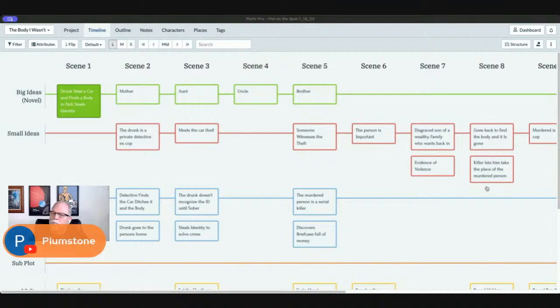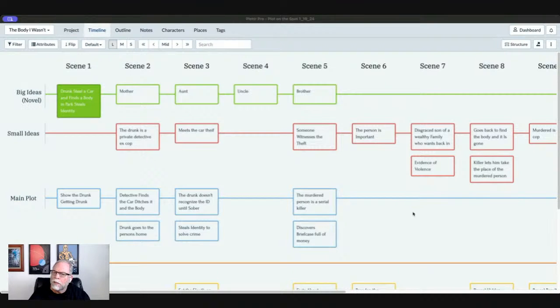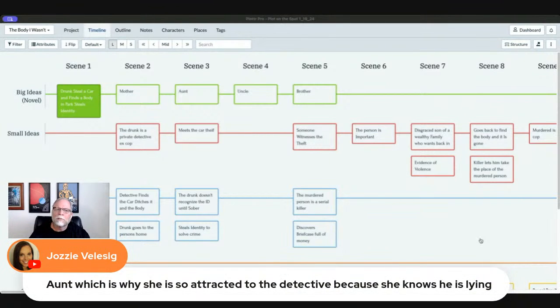Somebody suggested the mother, sister trying to unite deceased with family. That's interesting. Okay, whoever would lose the inheritance of the victim. Yeah, if the dead guy was a serial killer, then his killer could be either someone getting revenge or a killer partner taking over. That's interesting. Okay, so we've got some threes, a couple twos, and a 5. Let's do a tiebreaker. Maybe the butler did it, which is why she's so attracted to the detective.